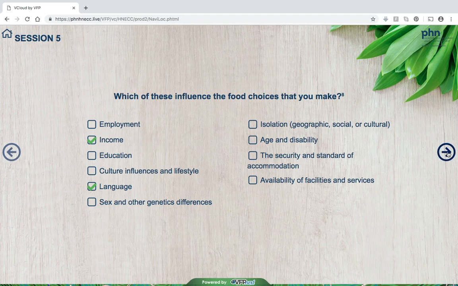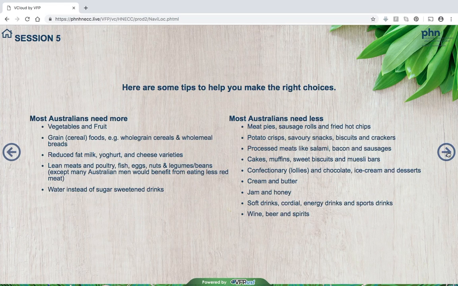Moving forward, we can have a bit of a discussion here about some tips that help you make the right food choices. So on the left hand side over here you'll see that most Australians need more vegetables and fruit. More grain foods, whole grains in particular, cereals and wholemeal breads, often more reduced fat milk, yogurt and cheese varieties. Lean meats or meat alternatives as well, and water instead of sugar sweetened drinks.